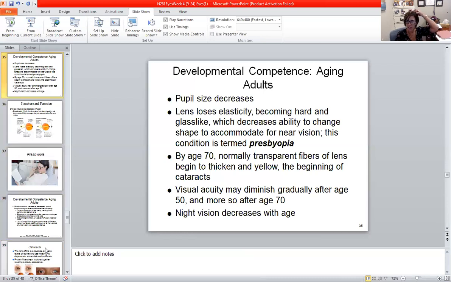By age 70, the normal transparent fibers of the lens begin to thicken and yellow. And this is what we call cataracts. So that happens a little bit later, about the age of 70. And visual acuity may be diminished gradually after the age of 50, and then more so after 70. Also, night vision decreases as we age.